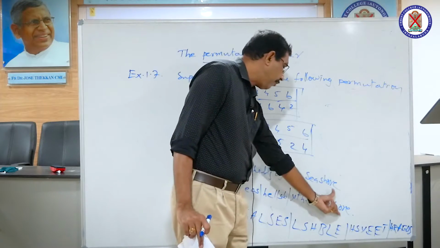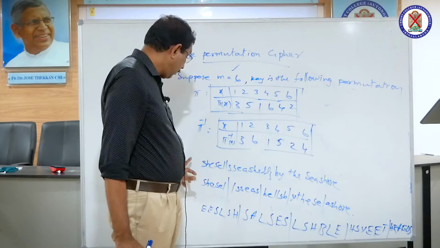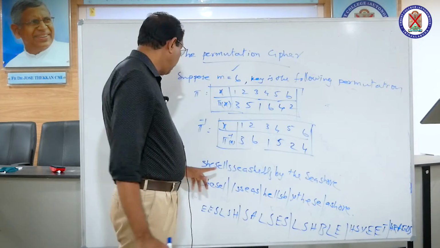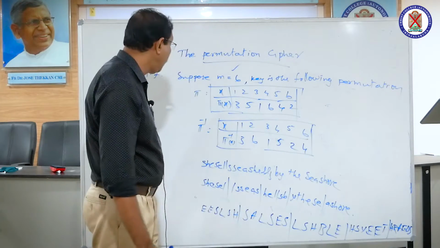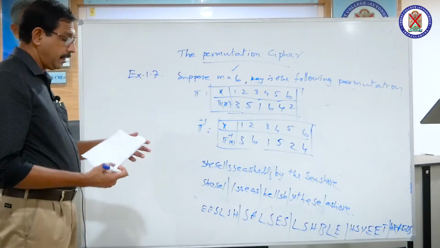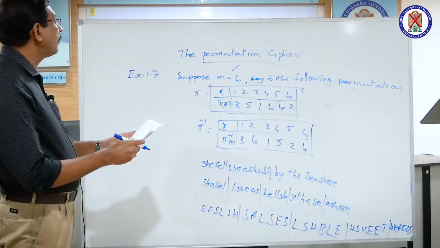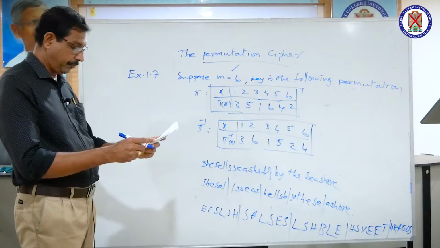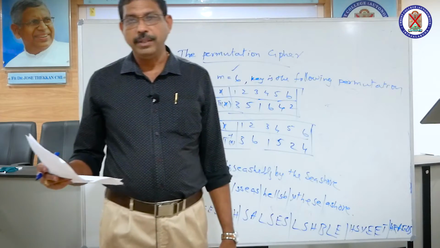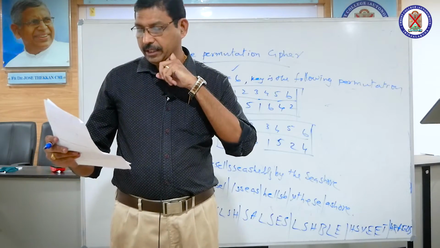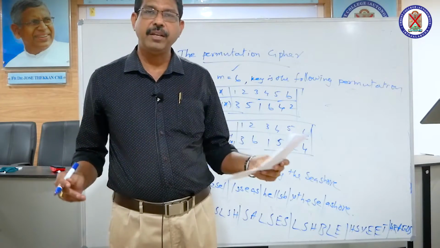We have 5 groups, each group consists of 6 letters. Write them together, and what do we get? She sells seashells by the seashore. This is the example pertaining to the permutation cipher. And we can conclude, as a note, that the permutation cipher is a special case of the Hill cipher.